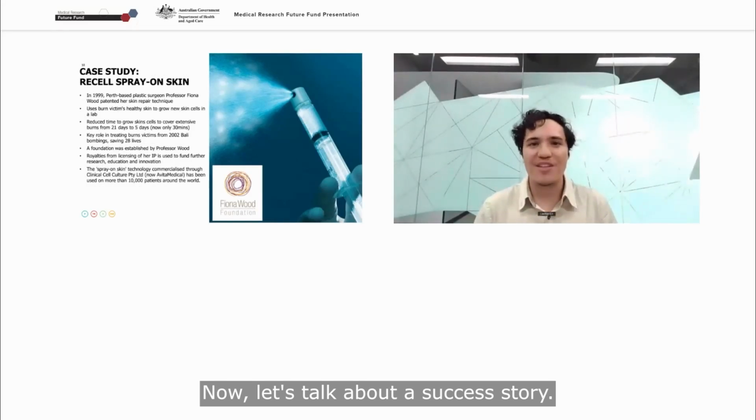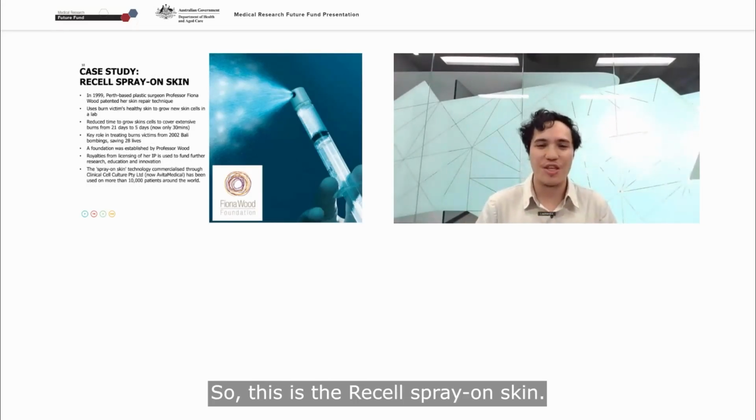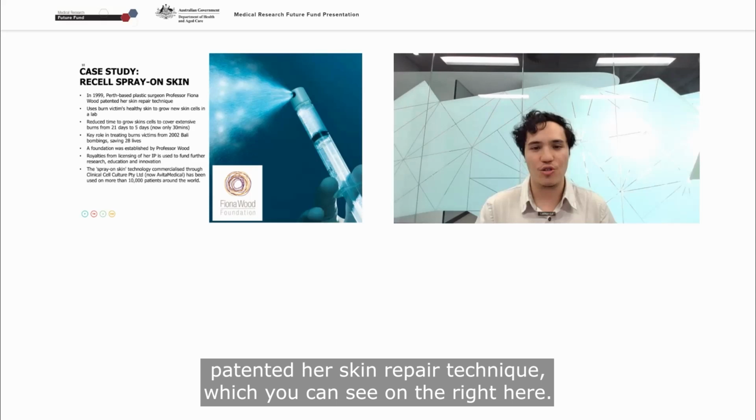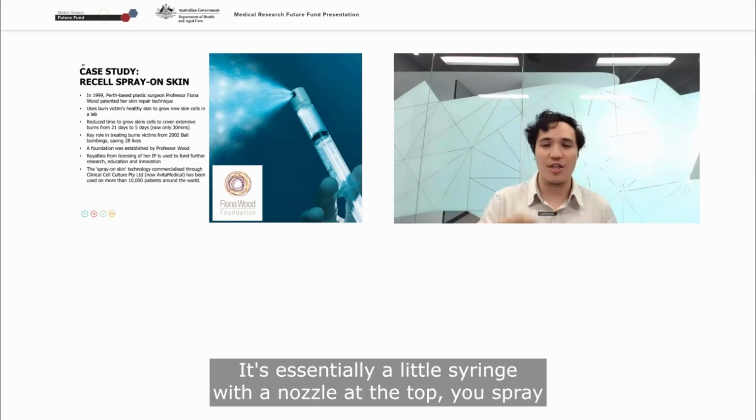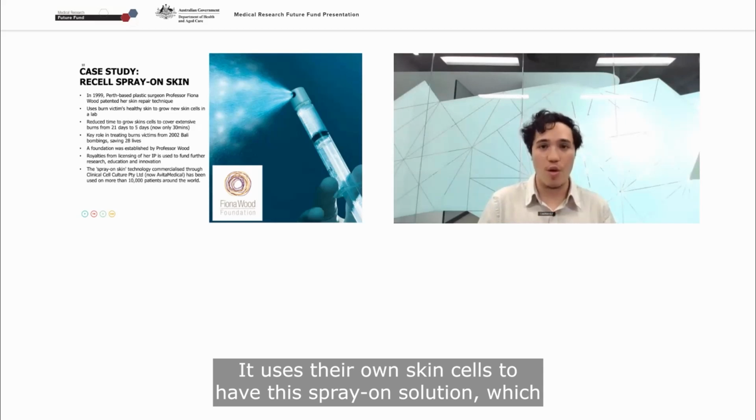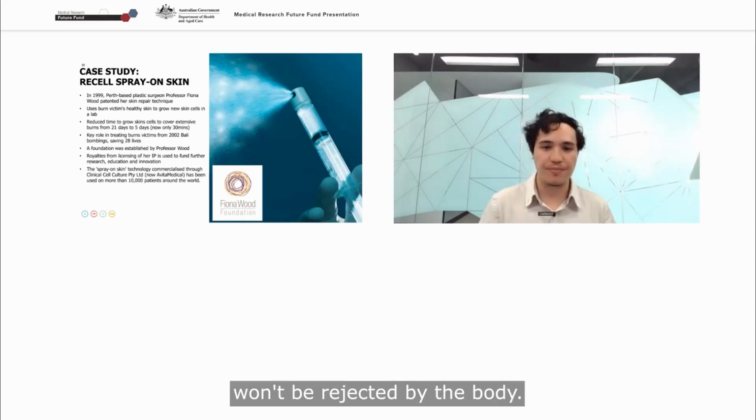Now let's talk about a success story. So this is the ReCell spray on skin. In 1999, a Perth-based plastic surgeon, Professor Fiona Wood, patented her skin repair technique, which you can see on the right here. It's essentially a little syringe with a nozzle at the top. You spray it, and it can cause a burn victim's skin, their injured skin, to regrow.